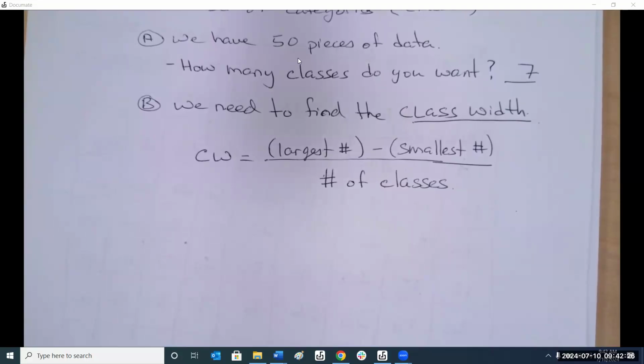This is really one of the only pieces that you have control over as a researcher. You decide how many classes you're going to have. The more classes you have, the smaller the intervals are going to be. The fewer classes you have, the wider they're going to be. So that's why it's very important to pick a number that makes a lot of sense.